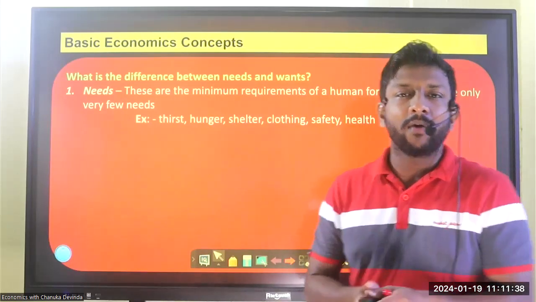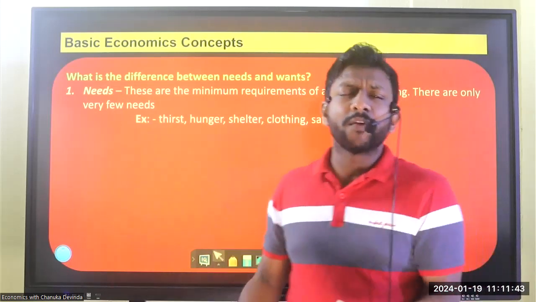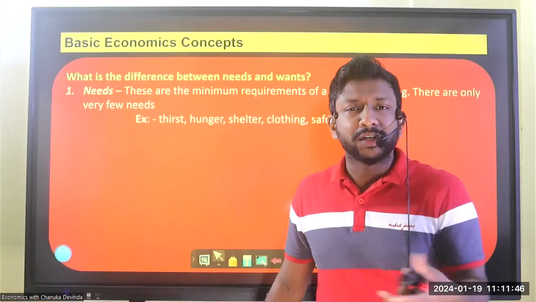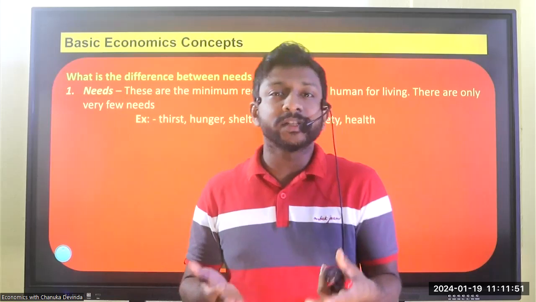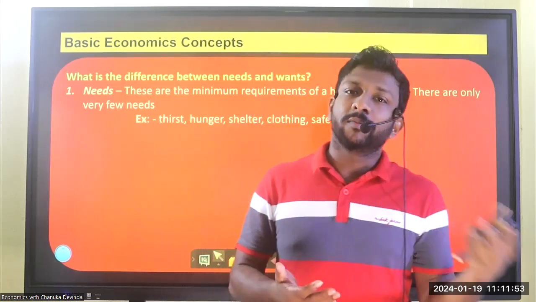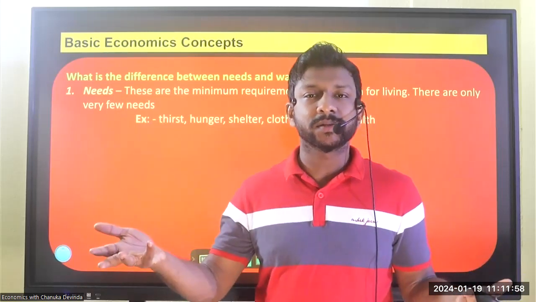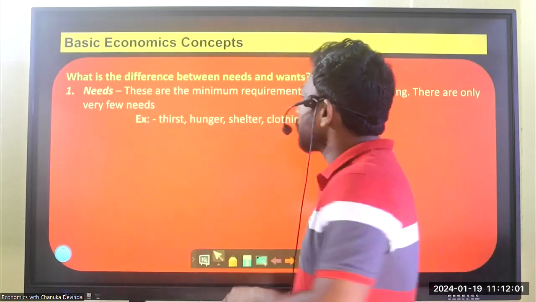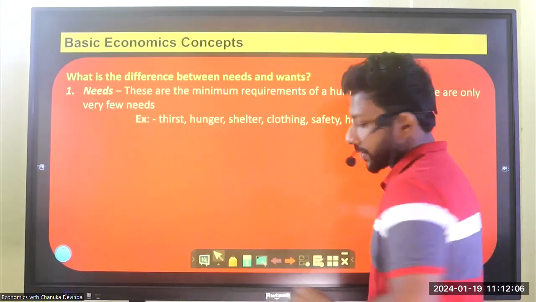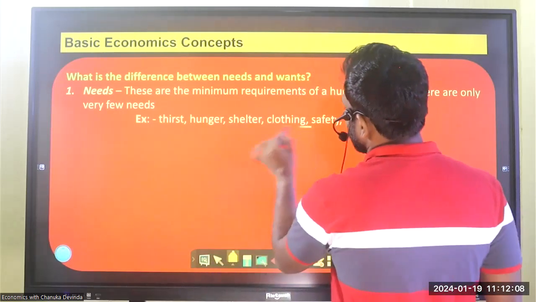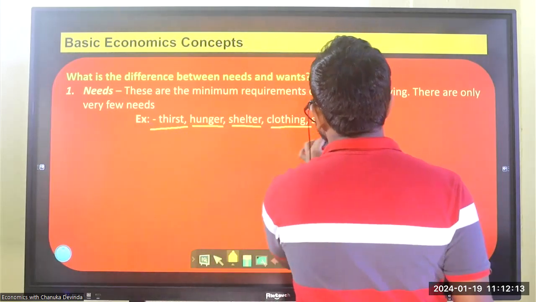Clothing. We have so many types of clothing. We can wear denims, t-shirts, sarongs, shorts, and when it comes to girls, saris, frocks, and also denim and t-shirts, shalwar. There are so many wants, but needs are limited, right? Needs are limited. Thirst, hunger, shelter, clothing, safety.